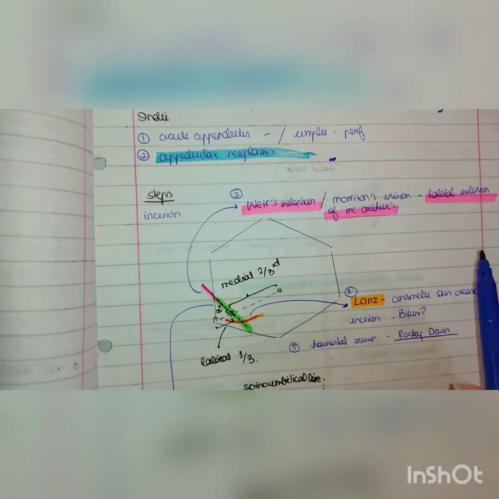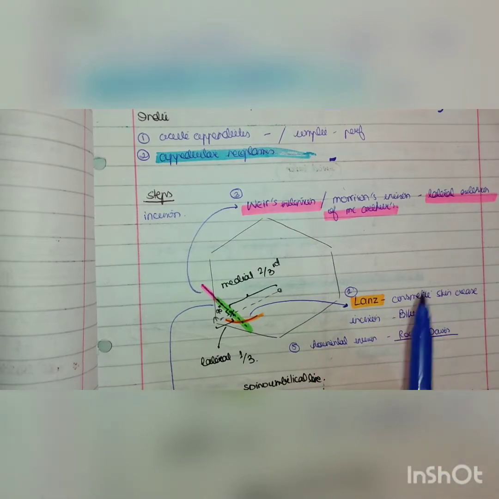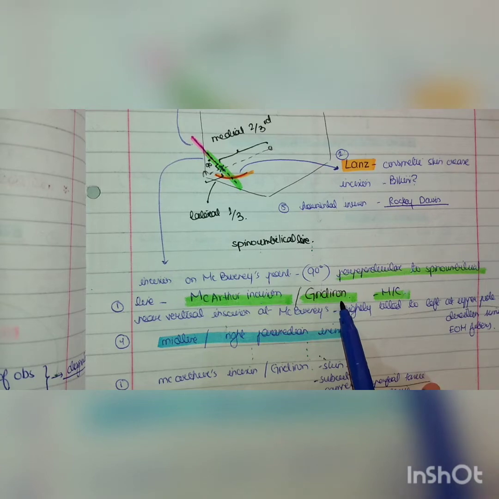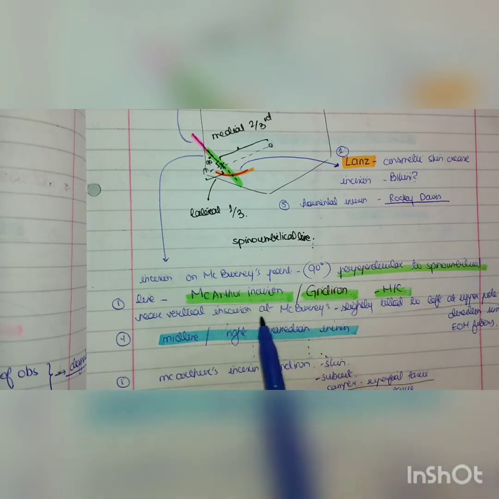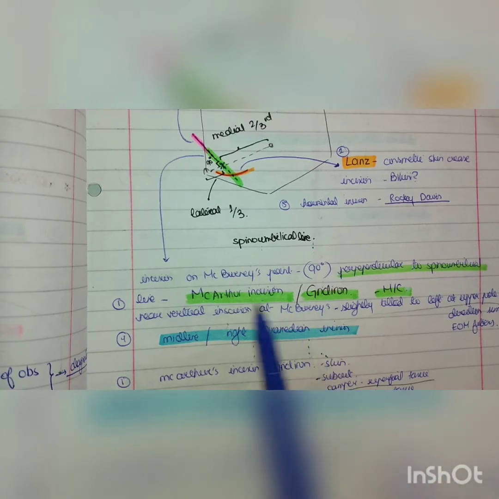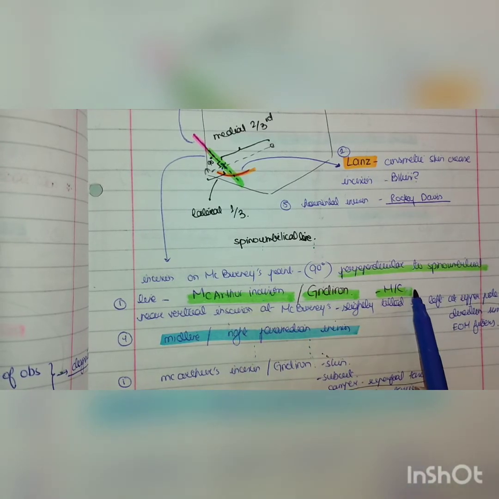Okay. Now, what are the steps? Basically, the first thing that you have to do is give an incision. There are several types of incision. The typical one is known as the gridiron incision, which is also known as the McArthur. So you should remember all the names for one incision. The gridiron is also known as the McArthur incision, and this is the most common incision.